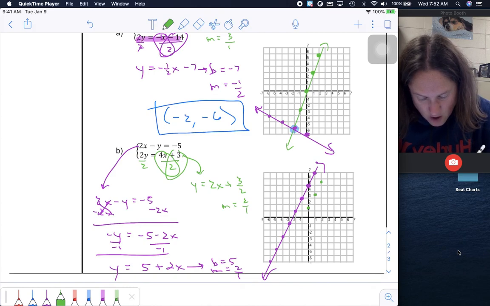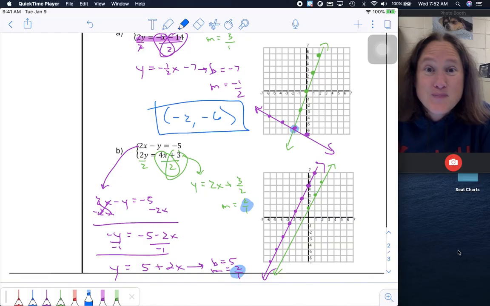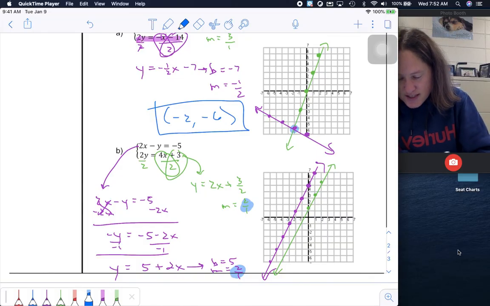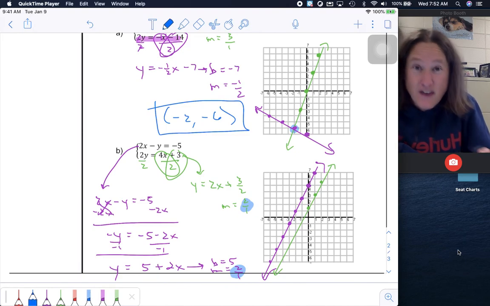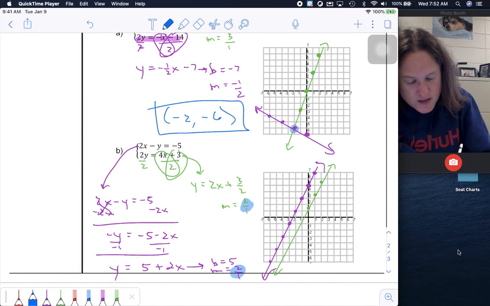Okay? I can keep going here, but you will notice that since these slopes are exactly the same, 2 over 1, 2 over 1, what happens? They're parallel. So this is an example where since they are parallel, they have the same slopes but different y-intercepts. This is no solution.